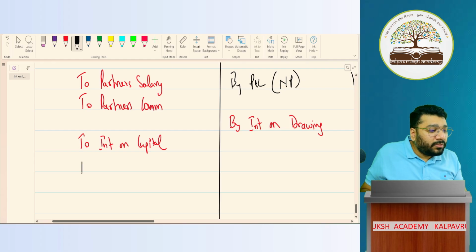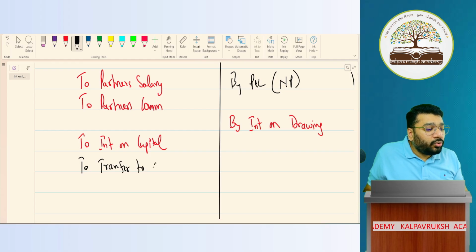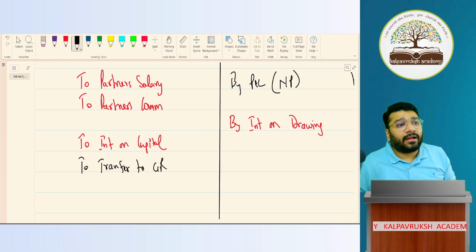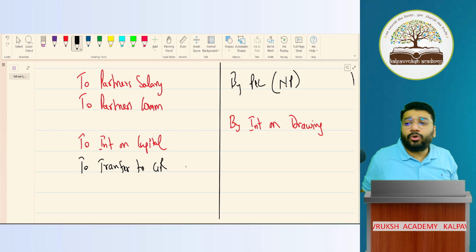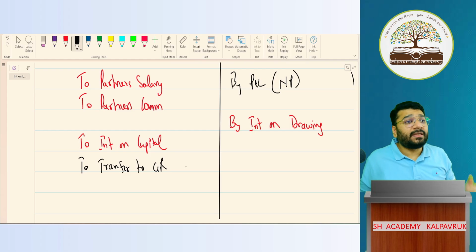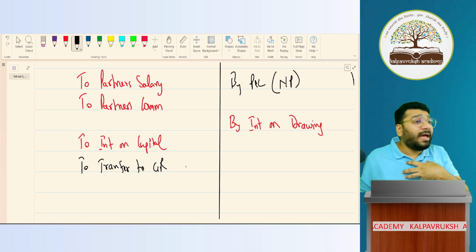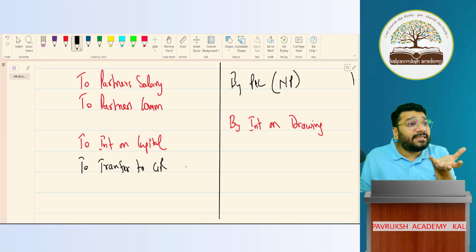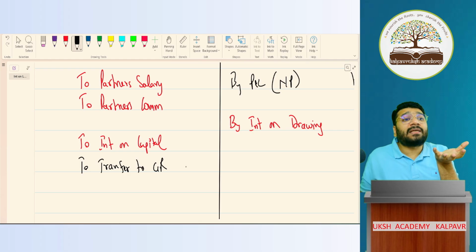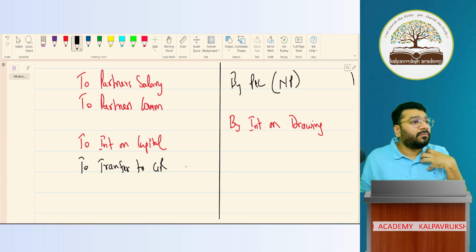Next, write to transfer to general reserve. I wrote this in black. This is not a transaction between the firm and the partner. This I'm transferring to a reserve account for savings purposes. In business, whatever profit I earn, I do not give everything to the partners. I will do some savings for business emergencies, so I'm transferring some of the profit to my savings account.